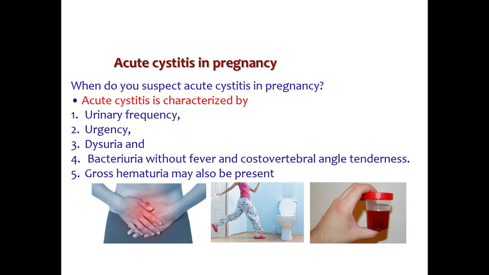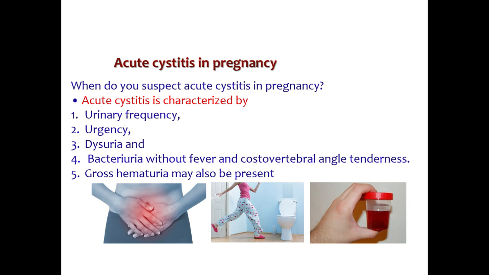Bacteriuria without fever and costovertebral angle tenderness usually makes us concerned about the occurrence of cystitis, because costovertebral angle tenderness, if present, raises concern about the occurrence of pyelonephritis. Sometimes we have gross hematuria. Gross hematuria is when the patient tells you that there is red urine, or the color of the urine becomes red, and we also find blood or RBCs in the urine analysis.